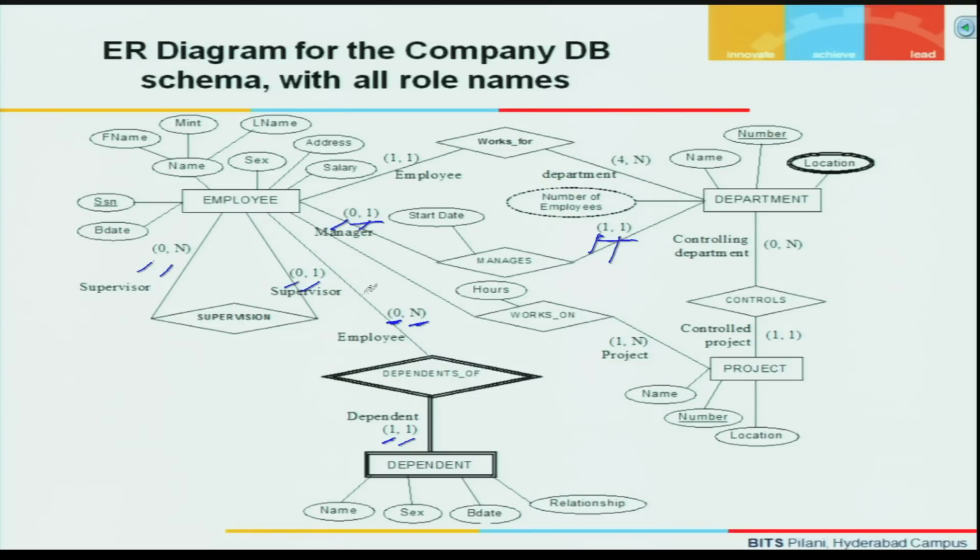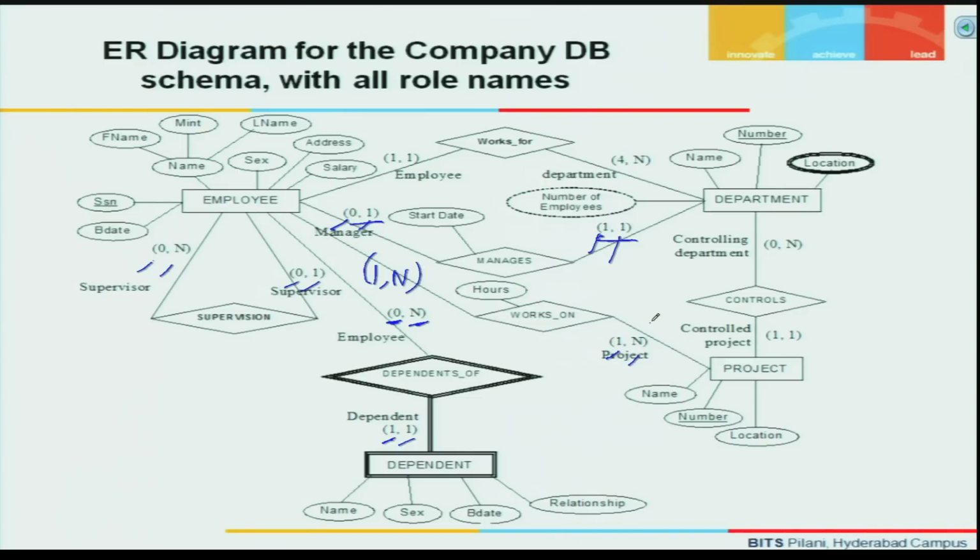And similarly, if you look at the min-max condition for works on, we can say that one employee, if the company says that he must work with at least one project, that is the minimum, can work on a maximum of n projects, and one project must have at least one employee, maximum n employees. This is the min-max condition.